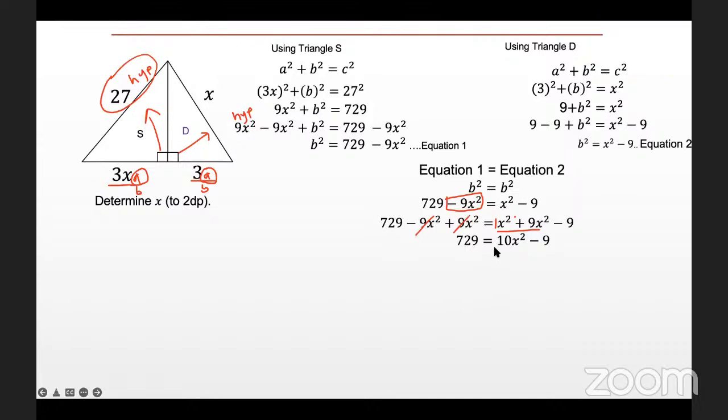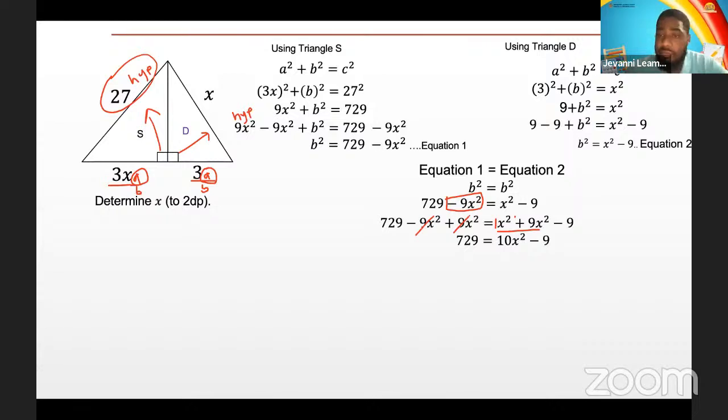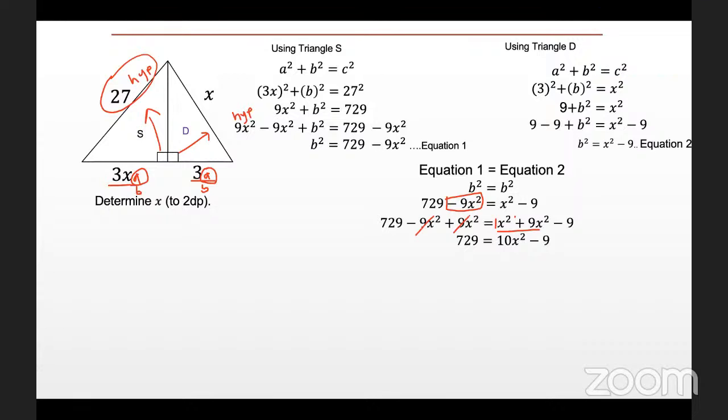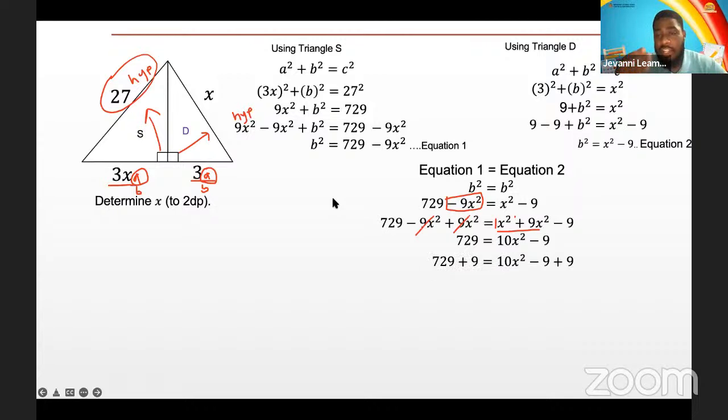All right. So we have 729 equal to 10x squared, subtract 9. What's the opposite of subtracting 9 from that variable over there? The opposite would be adding 9. Right. Add 9 to both sides. So that's what I'm going to do right now. Then you see that, bam, 729 added to 9. All of the constants are on one side, and all of the unknowns are on the other side, right? Which gives us 738 is equal to 10x squared.